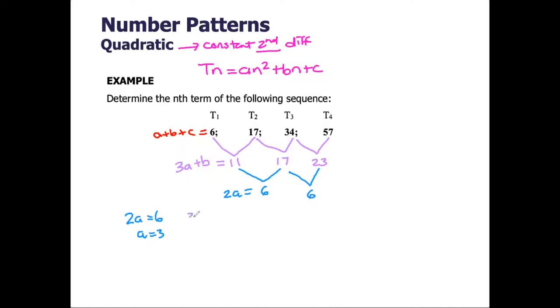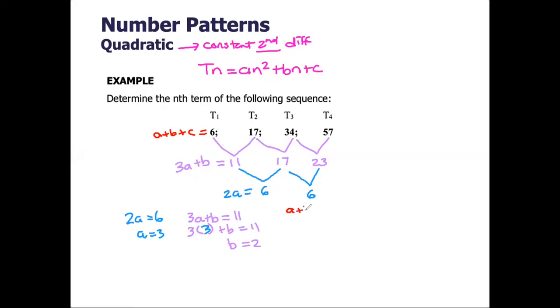Then 3A plus B is equal to 11, and you would sub in your value, which we have just worked out. A is 3. So B would be 11 minus 9, B is 2.